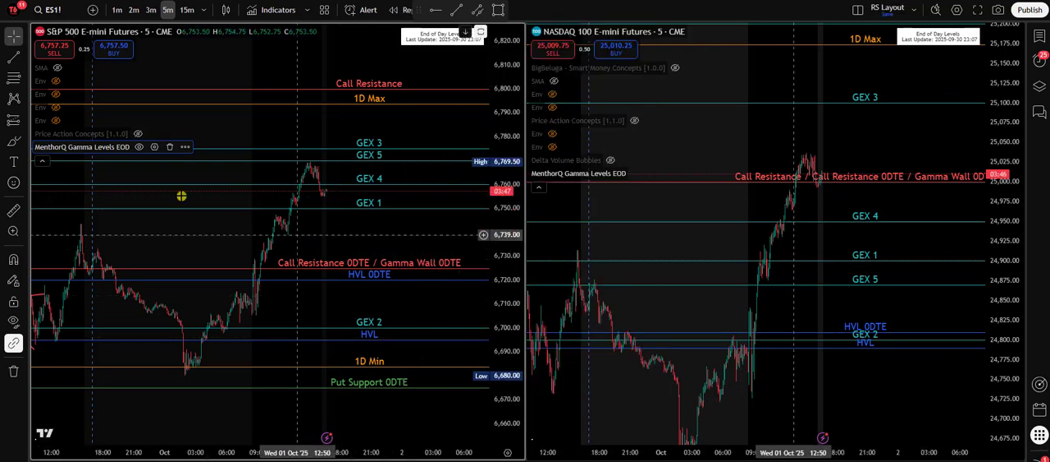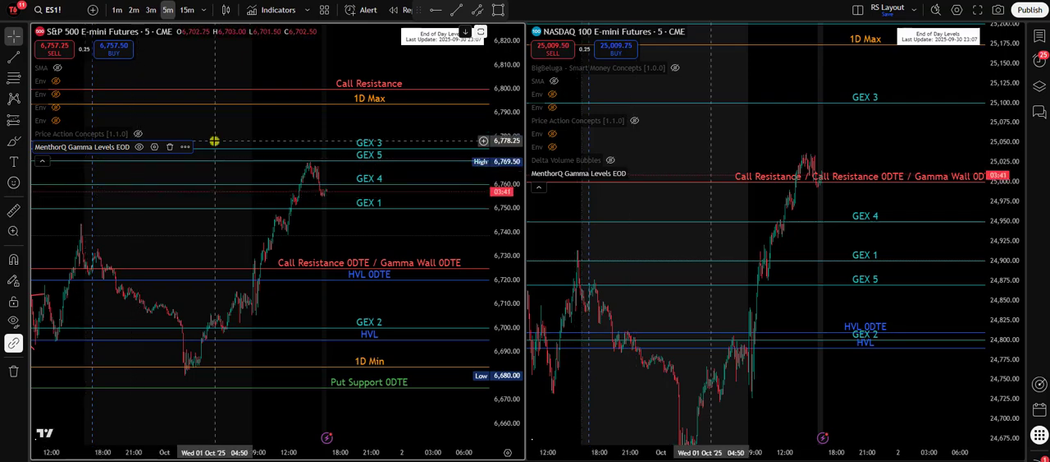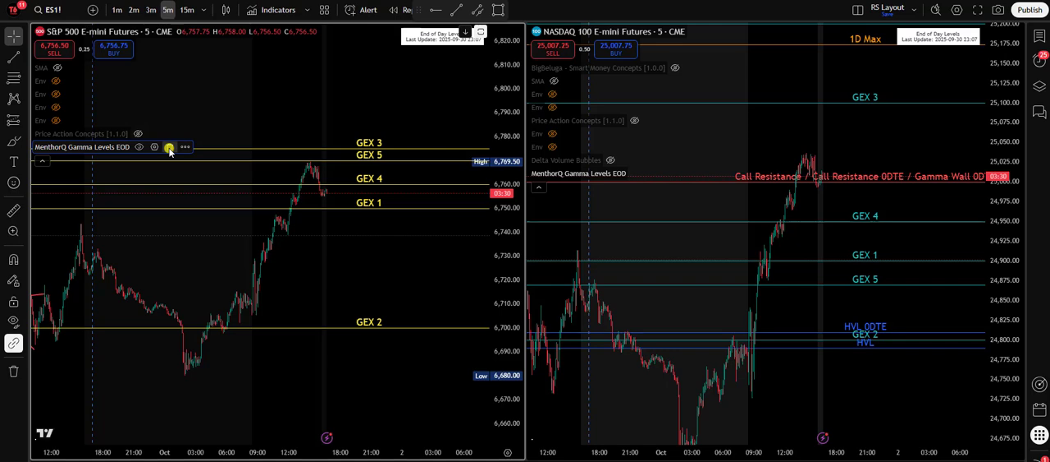The one thing I do not like about the MenthorQ program is the levels is that you have to delete them and reinstall them every day because they don't automatically update. It will say an update here. Sometimes this button will turn purple and it'll say update, and even if you hit it sometimes it won't update to these levels.